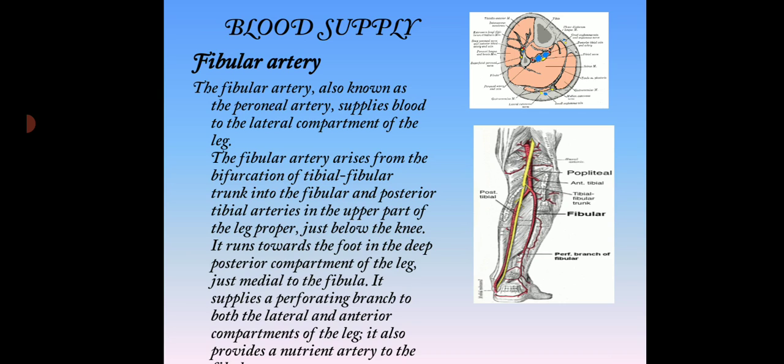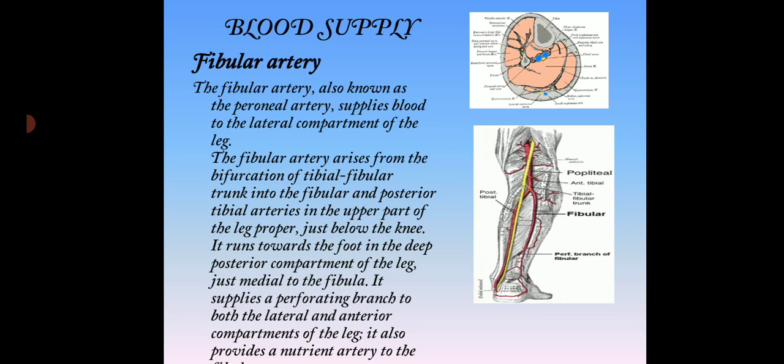Next, we are going to see the blood supply. The blood supply to the lateral compartment of the leg is mainly provided by the fibular artery. The fibular artery is also known as the peroneal artery. It supplies blood to the lateral compartment of the leg.